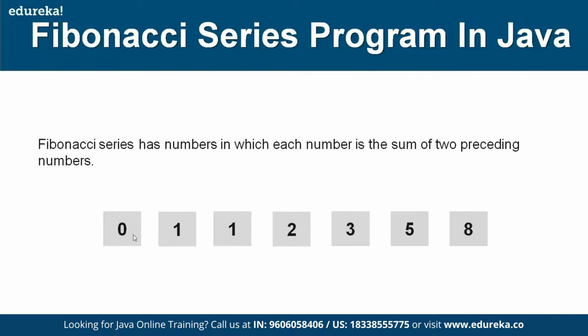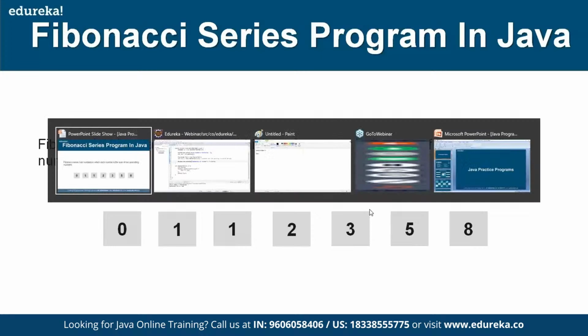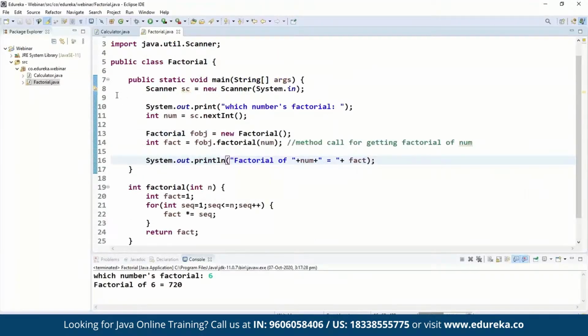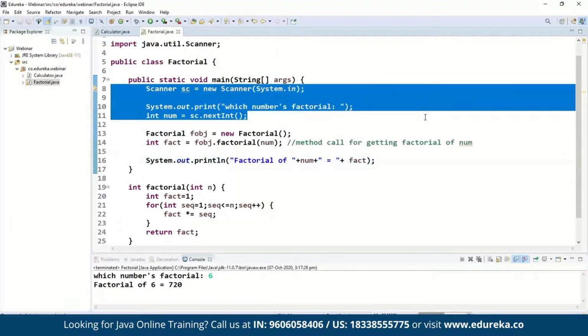So maybe 10 numbers. Now how many are there here? 1, 2, 3, 4, 5, 6, 7. So there should be a variable to increase to see the count also. So how can we do that? Same process. We'll enter a number using scanner: how many Fibonacci series numbers?